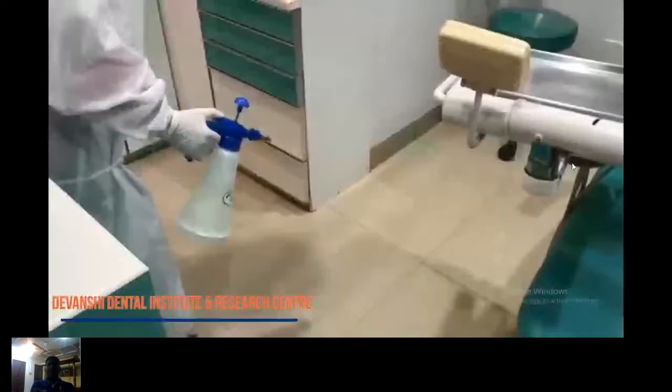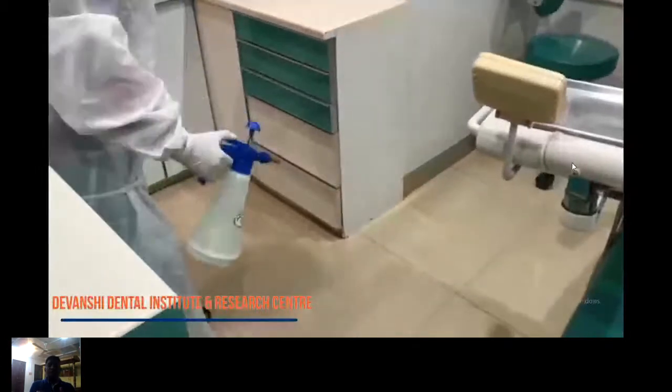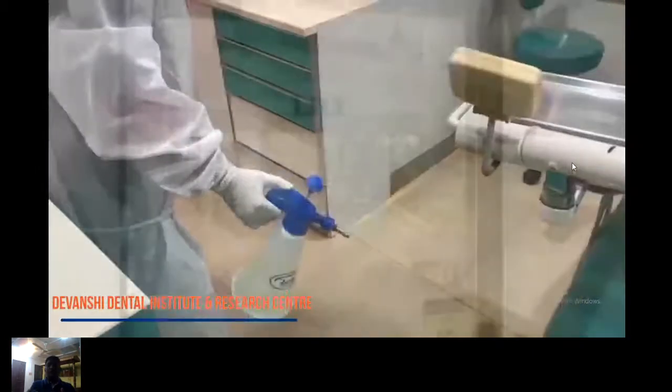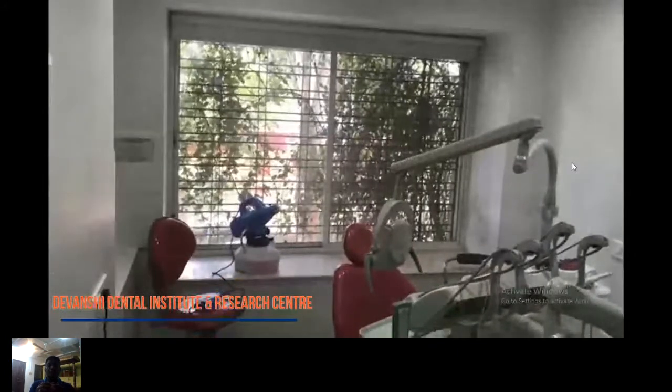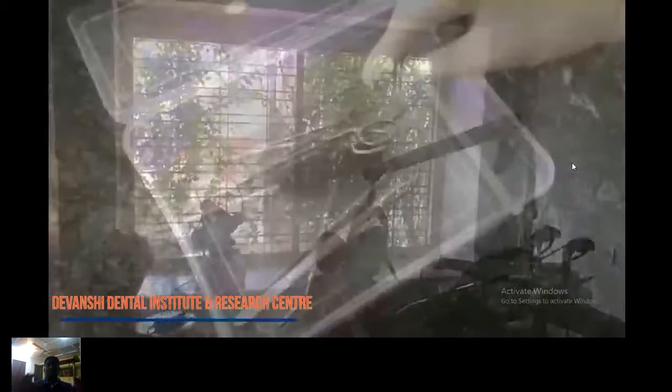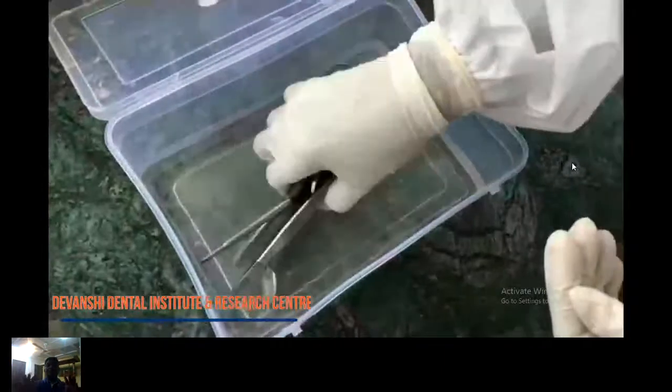And then, as I told you, with the help of sodium hypochlorite, the floor also needs to be properly prepared. Once this is done, close your ventilated windows and do the fogging with the help of a quaternary ammonium solution. This is a fogger which we have to add into our equipment and gadgets. Fogging is the best, and you can see how nicely the operatory is fogged.